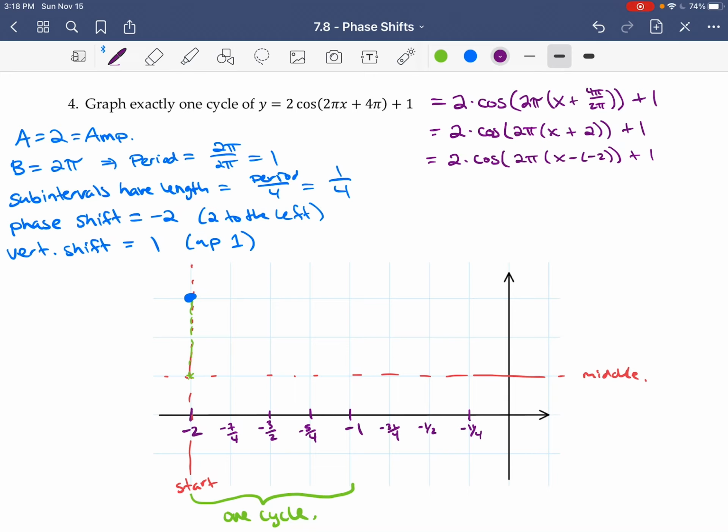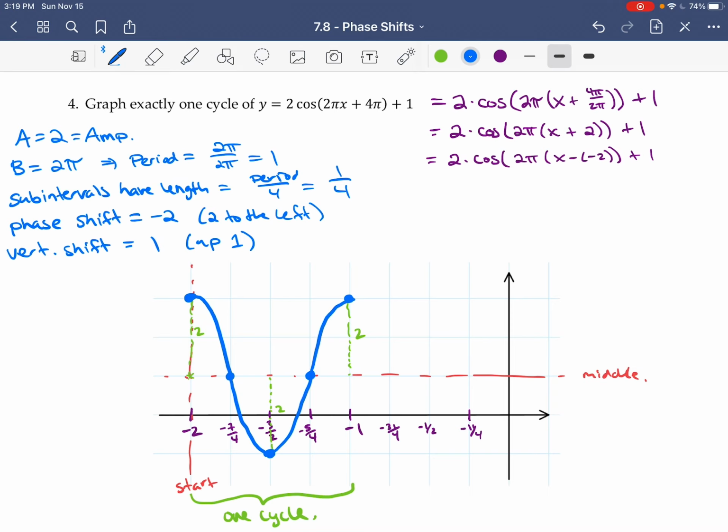Cosine starts at the highest point, and then it goes down to the middle. So here's the middle. And then it goes to the lowest point, and the lowest point is going to be 2 away from the middle, the amplitude. So that's the lowest point, and then it comes back up to the middle, and then back up to the top, which is again 2 away from the middle. So 1 period of this graph is going to look like that.